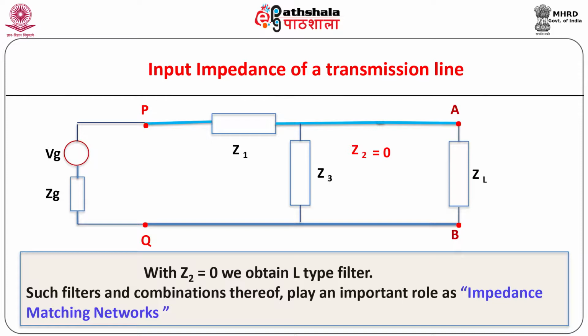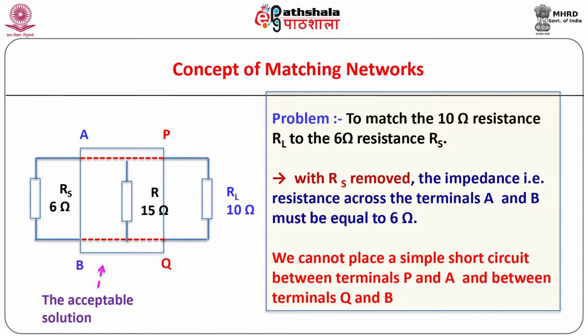Let us try to understand the term impedance matching network with the help of few simple examples. Now, consider a simple resistive network as shown. Here, we want to match the 10 ohm resistance RL to the 6 ohm resistance RS. This means, with RL removed, the impedance, that is resistance in this case, across the terminals A and B must be equal to 6 ohm. For this, we cannot place a simple short circuit between terminals P and A and between terminals Q and B. We can easily understand that it will not serve the purpose of matching.